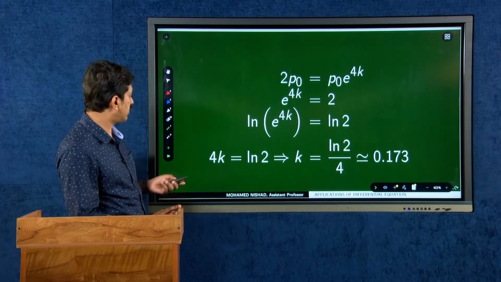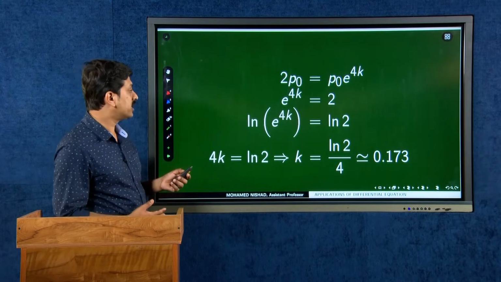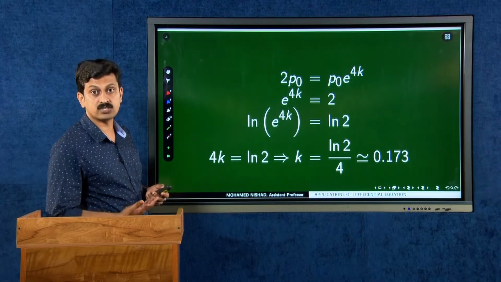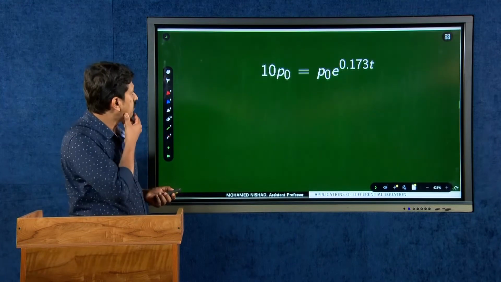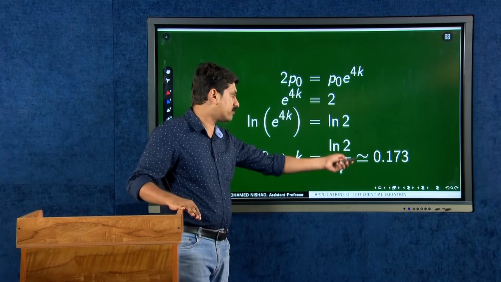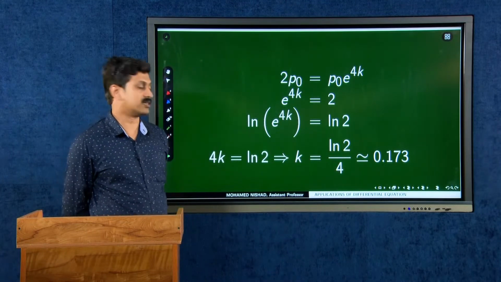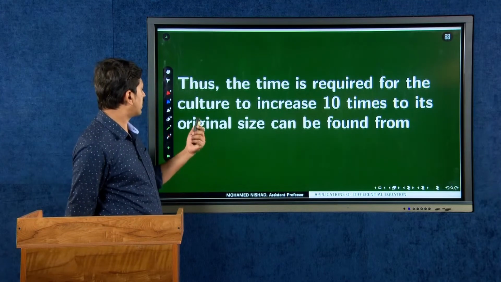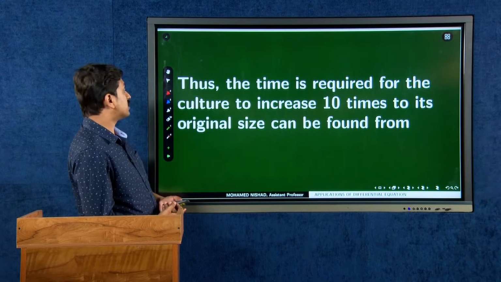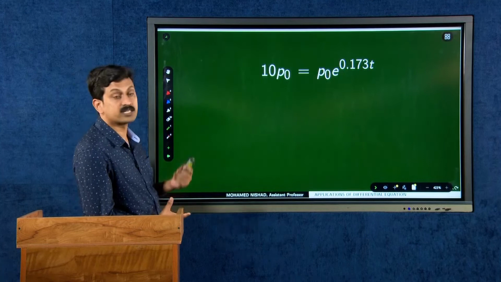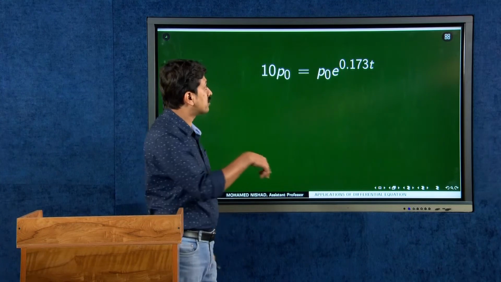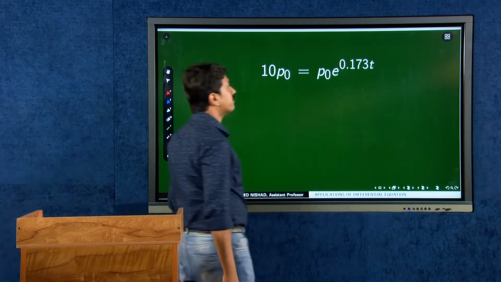Thus, the time required for the culture to increase 10 times its original size can be found using the value of k and the value of c, and we have the function P is equal to P naught e raised to k t. We found k approximately equal to log 2 divided by 4, that is approximately 0.173. So we can find the time required by using 10 P naught is equal to P naught into e raised to 0.173 t.